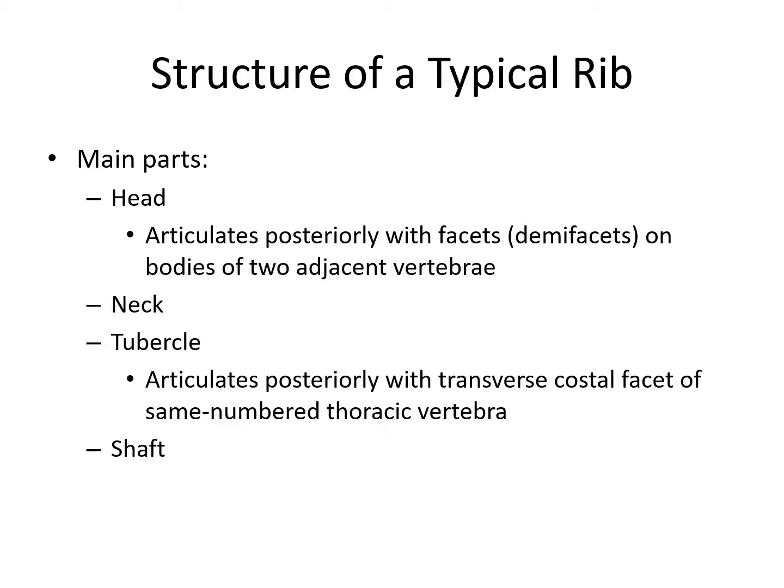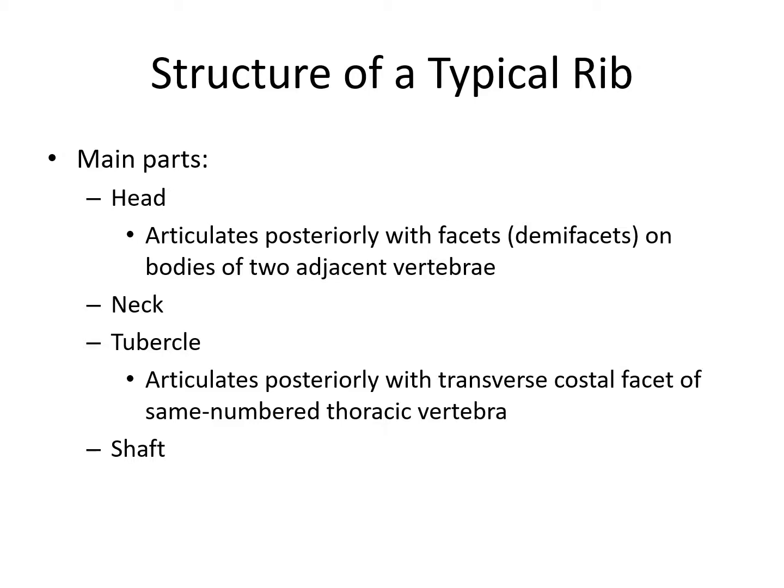The structure of a typical rib has several parts that will help you recognize how ribs actually fit into an articulated skeleton. The head is what articulates posteriorly with the facets or demifacets on the bodies of the two adjacent thoracic vertebrae. Then we have the neck. Then we have the tubercle, which articulates posteriorly with the transverse costal facet of the same numbered thoracic vertebra.